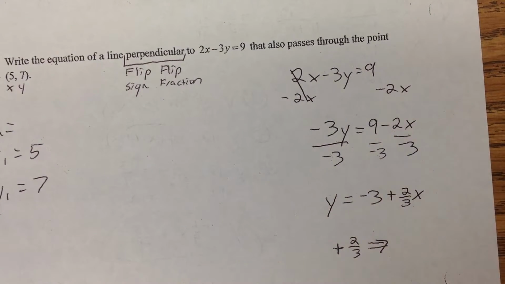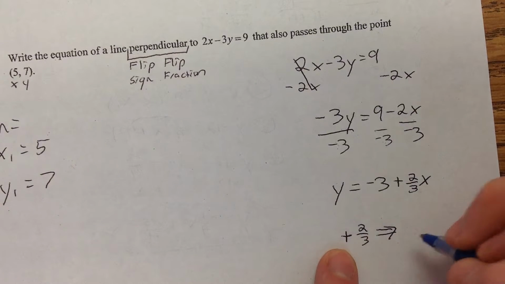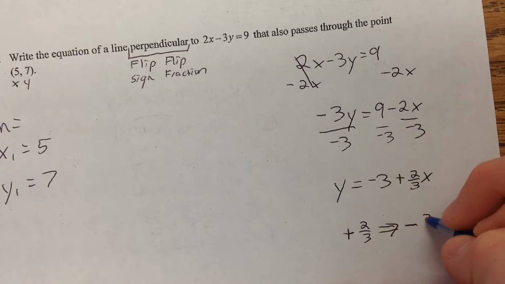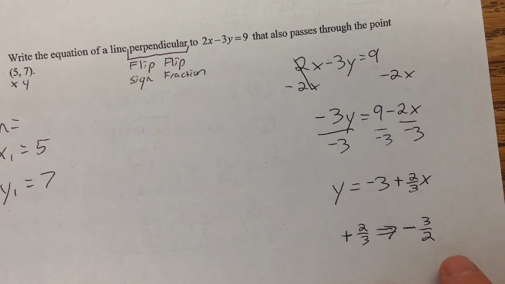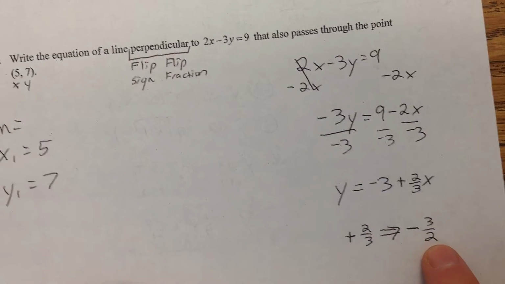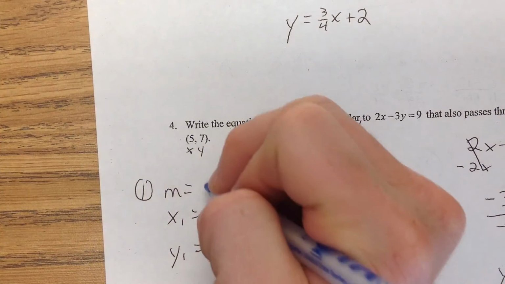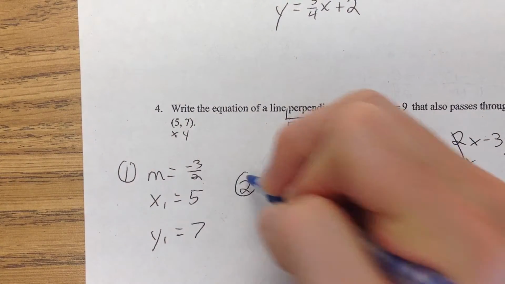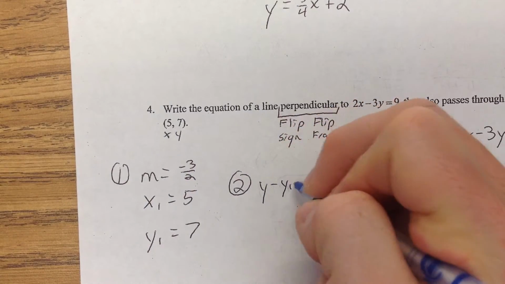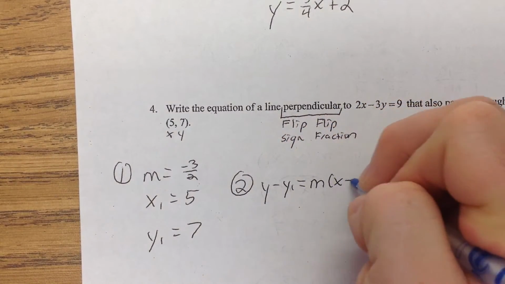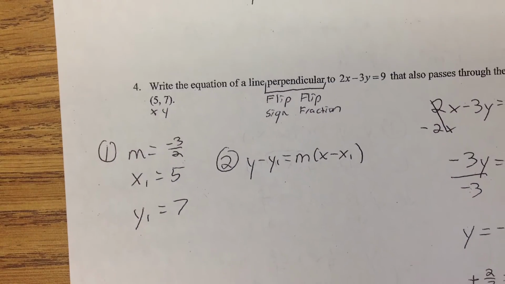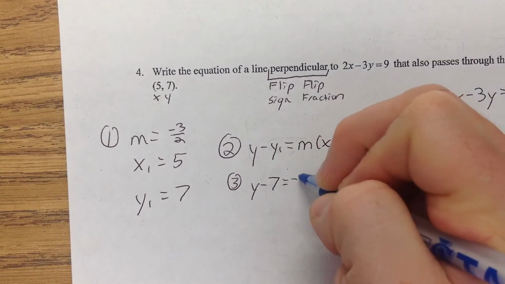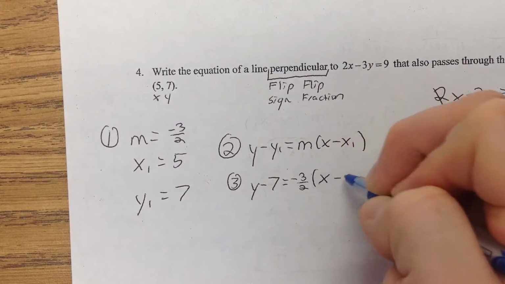So if we're going to find the slope of something perpendicular, we have to flip the sign, so the positive becomes a negative, and we have to flip the fraction, so 2 over 3 becomes 3 over 2. So this is going to be the perpendicular slope that I need to use up here, negative 3 over 2. And now we're right back to what we've done on all the other ones. y minus y1 equals m times x minus x1. We'll plug in our values, so it's going to be y minus 7 equals negative 3 halves x minus 5.